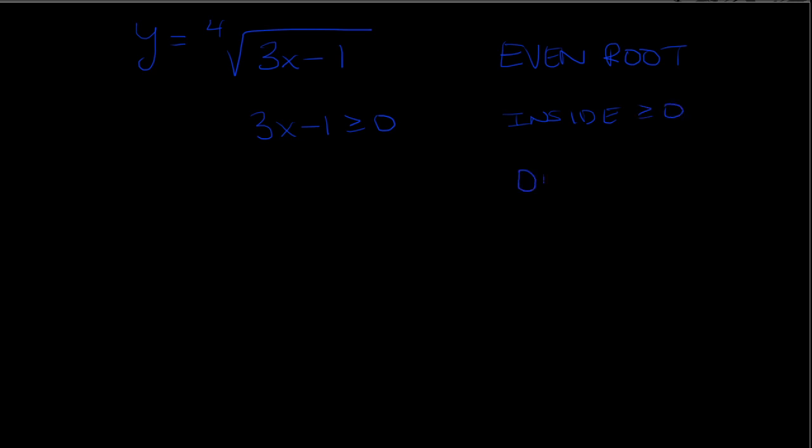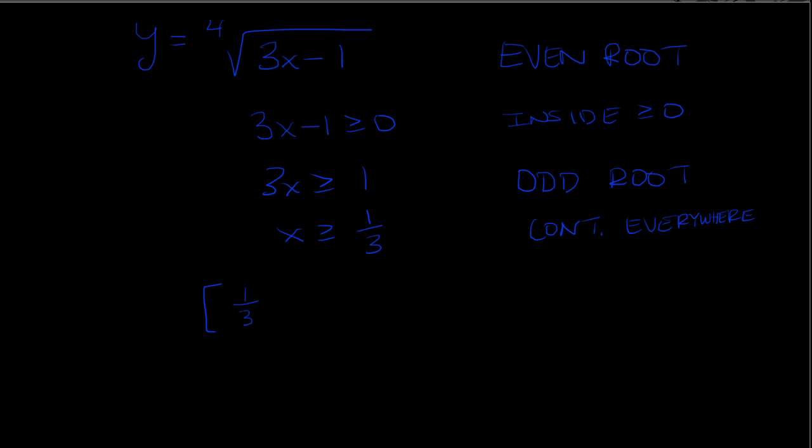For an odd root, I don't care. Odd root is fine. So odd root, it's continuous everywhere, as long as it's not in the denominator or anything crazy like that. But if it was just like y equals an odd root, we're fine. It's continuous everywhere. So here we're going to add 1 to the right, and I'm going to get x is greater than or equal to 1/3. So the interval in which this is continuous is a square bracket at 1/3 all the way up to infinity.